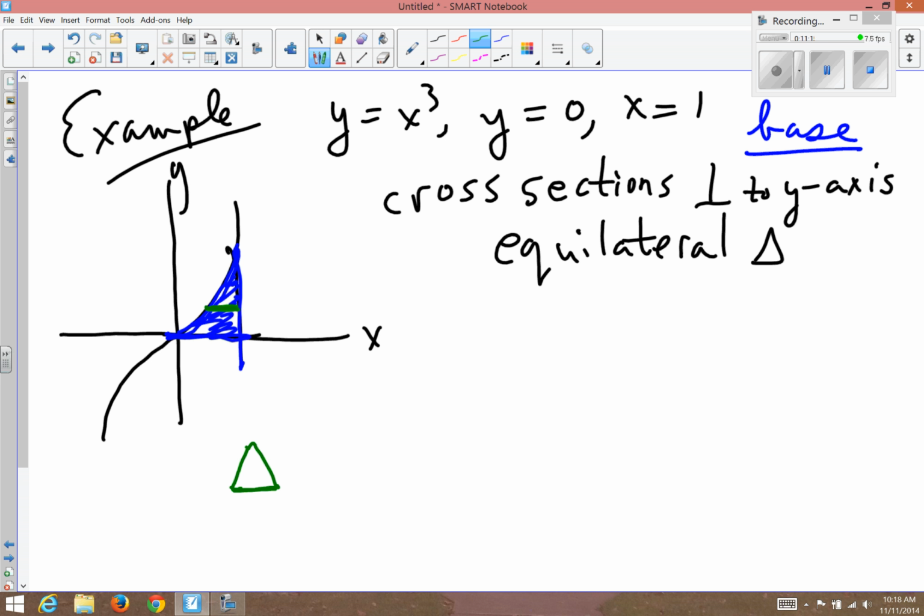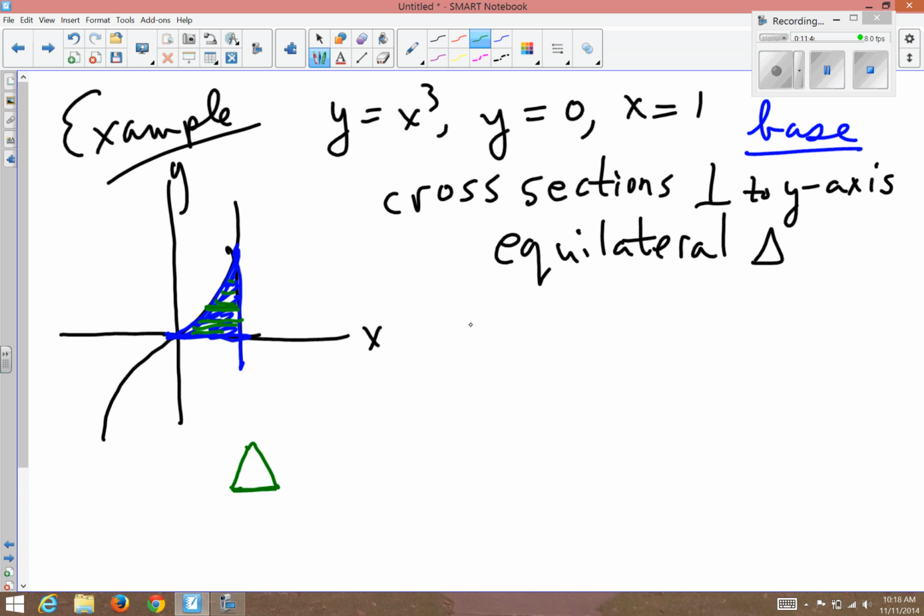The solid is coming out at you. You can't see it. And just like in the last example, we're going to figure out the area of this shape. Then when multiplying by how thick it is, that'll be the volume of the slice. Then we'll say every one of the cross sections has the same volume, so we'll just add them all up. That's the plan.